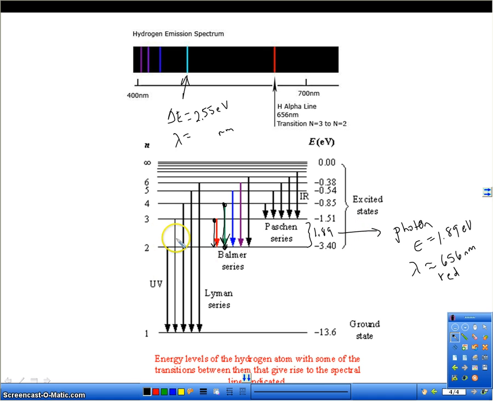These jumps over here, called the Lyman series and the Paschen series, also happen, but they're ultraviolet and infrared, so we don't see them. They're happening. If we excite a hydrogen, it is giving off ultraviolet and infrared. We're just not able to see them. So I'm going to stop here, and then we'll pick up how we do our calculations and how we figure out what all these numbers are next.